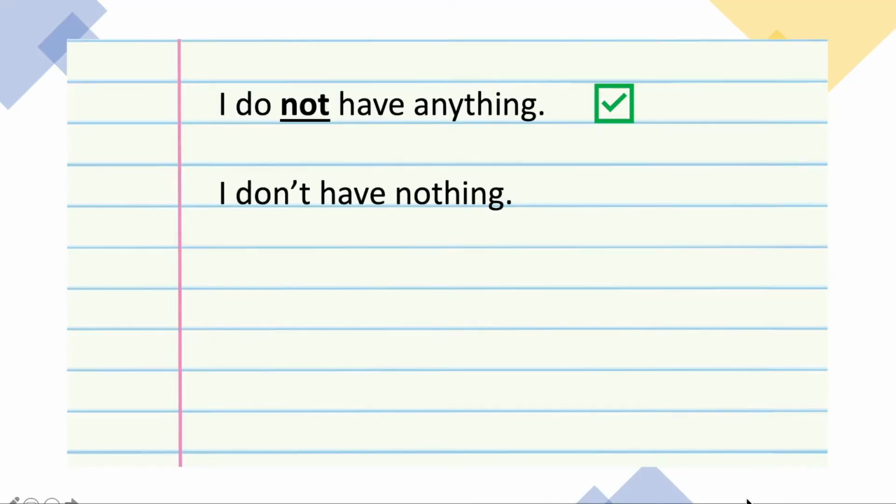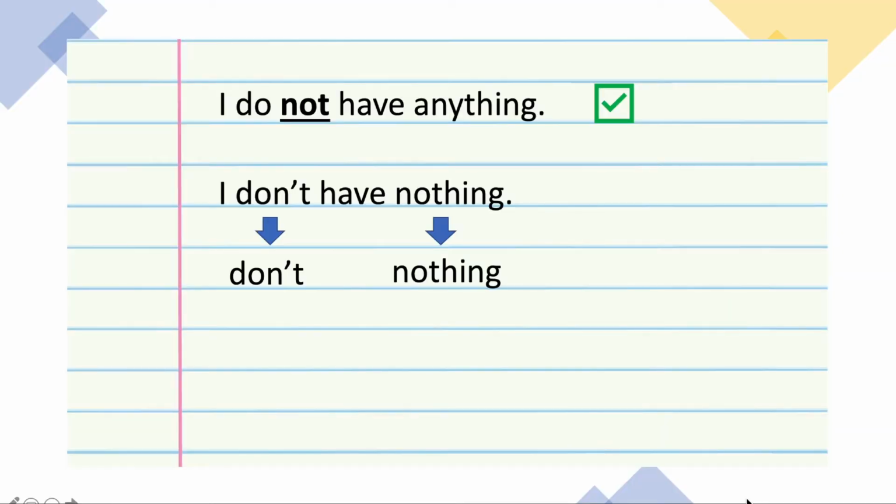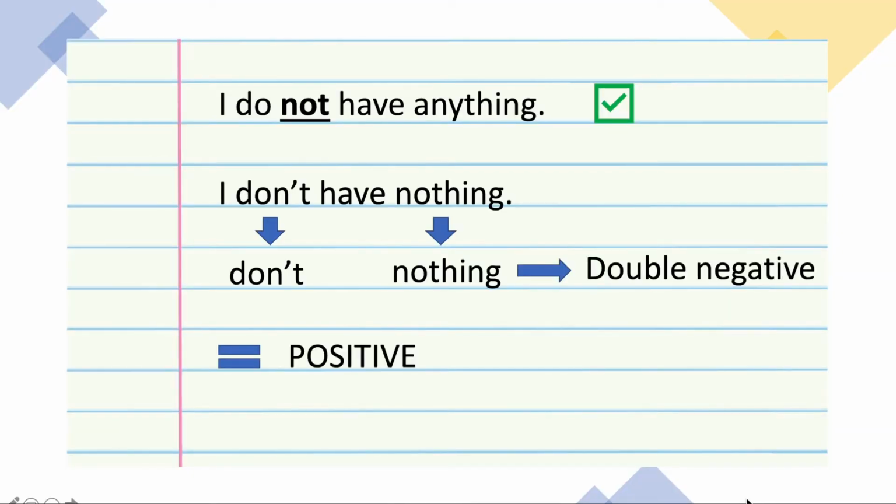Now, if I were to add a double negative, that would mean that I'm adding an extra negative word into my sentence. So for this example, it would be I don't have nothing. So let's look at that sentence. I don't have nothing. Identify the two negative words in that sentence. Don't and nothing. What happens when we put two negatives into a sentence? It becomes a double negative, and a double negative equals a positive.